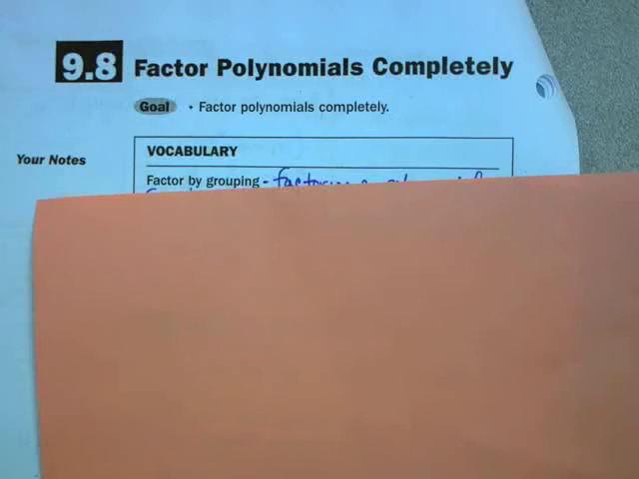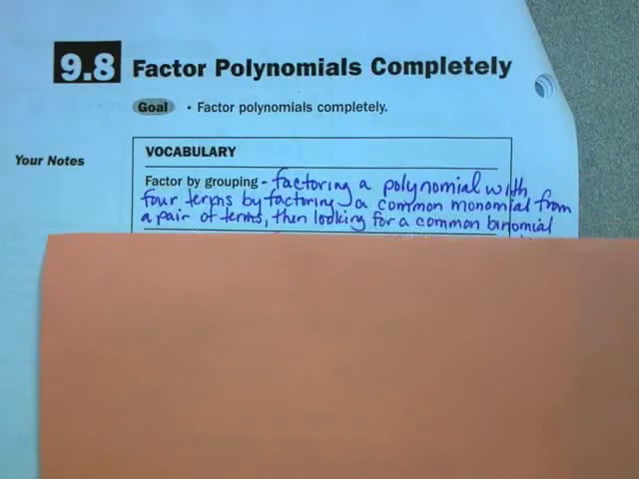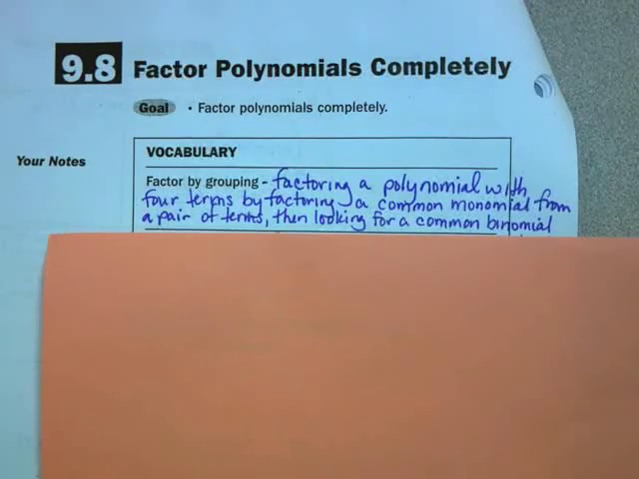8, where we're going to factor polynomials completely now. So let's talk about definitions first to understand what that means. First of all, when we factor by grouping, we're going to have 4 terms. So factoring a polynomial with 4 terms, we're going to factor them by grouping them. We're going to factor a common monomial from a pair of terms and then look for a common binomial. Pretty wordy, right? We're going to do some examples to make sure that you understand that.